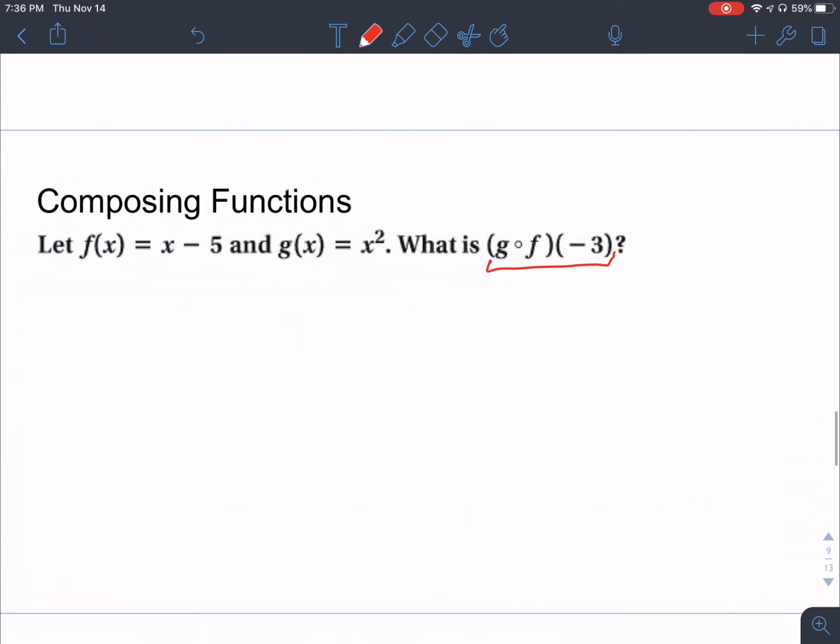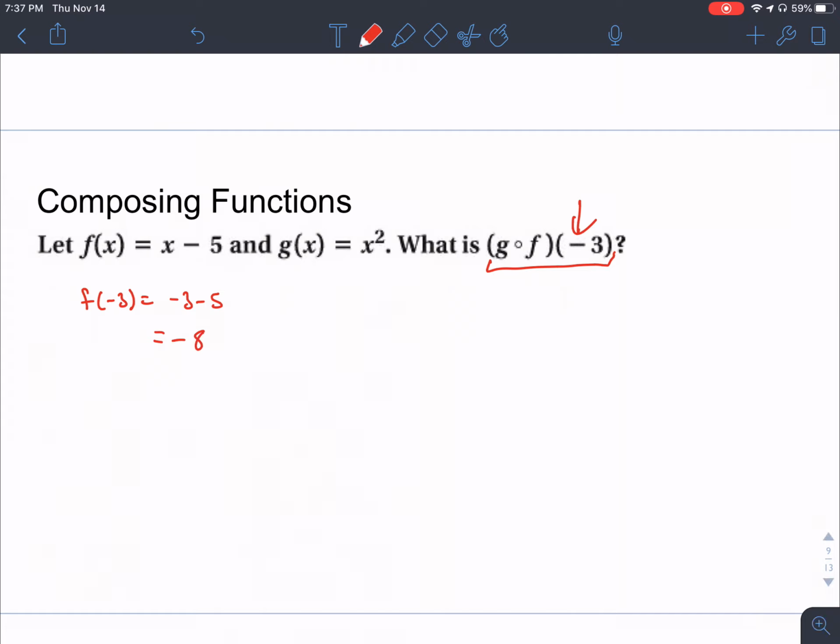All right. The x in this case happens to be negative 3. So I'm going to plug negative 3 into f, because f happens to be closer to negative 3. So negative 3 goes into f of x. So I've got f of negative 3 is equal to negative 3 minus 5. Negative 3 minus 5 happens to be negative 8.